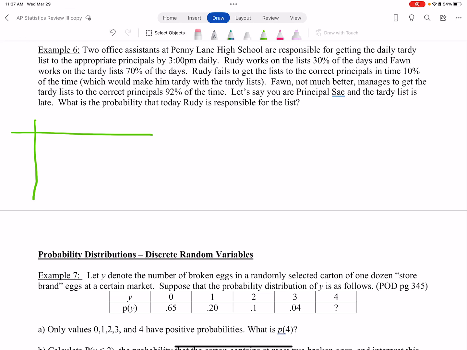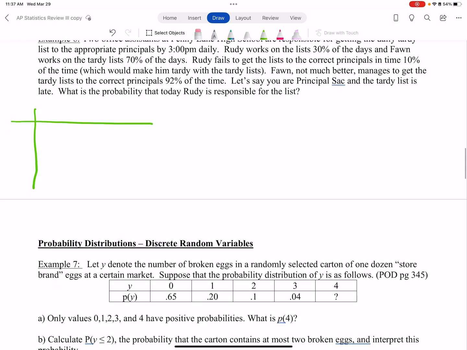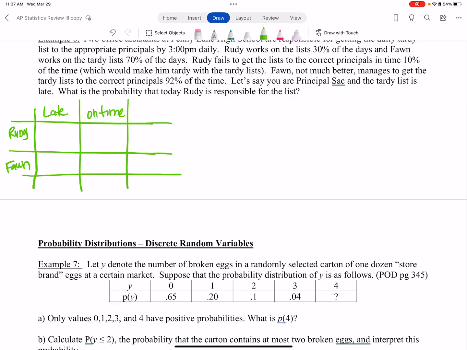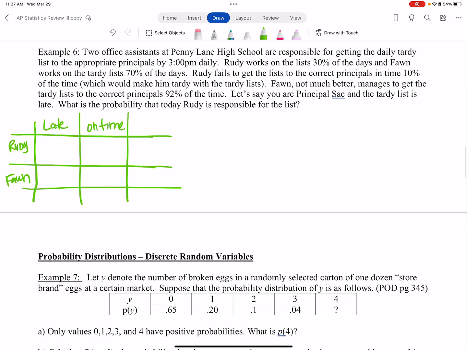I mean, you can set it up here, and we can say Rudy, Fawn, late, on time. And let's fill in the information we have. So it says Rudy works the list 30% of the day, so I'm just going to put it out of 100 total. Fawn does it 70% of the days.